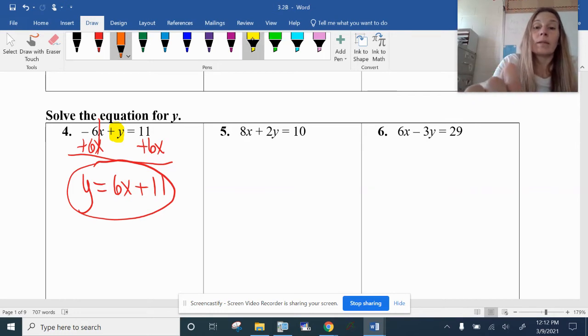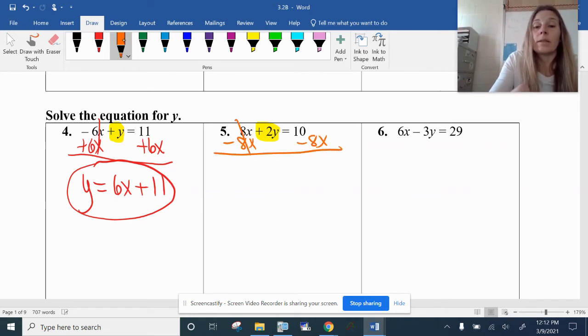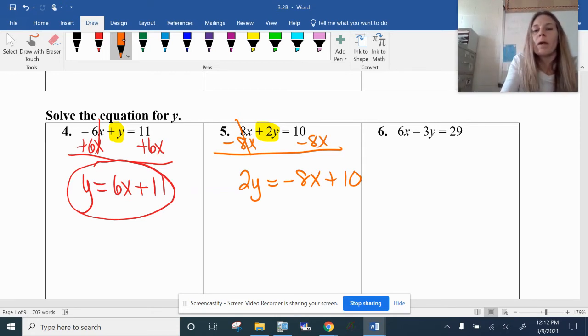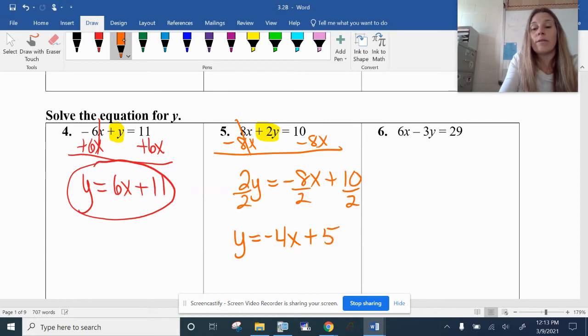If you go to the next one, again, we want to get the y term by itself first. So first we move the x term to the other side. This leaves my 2y by itself, and then I have negative 8x plus 10 on the other side. Again, they're not like terms, so I can't actually add or subtract them. Now I divide everything by 2 to get the y completely alone. I have y equals negative 4x plus 5.